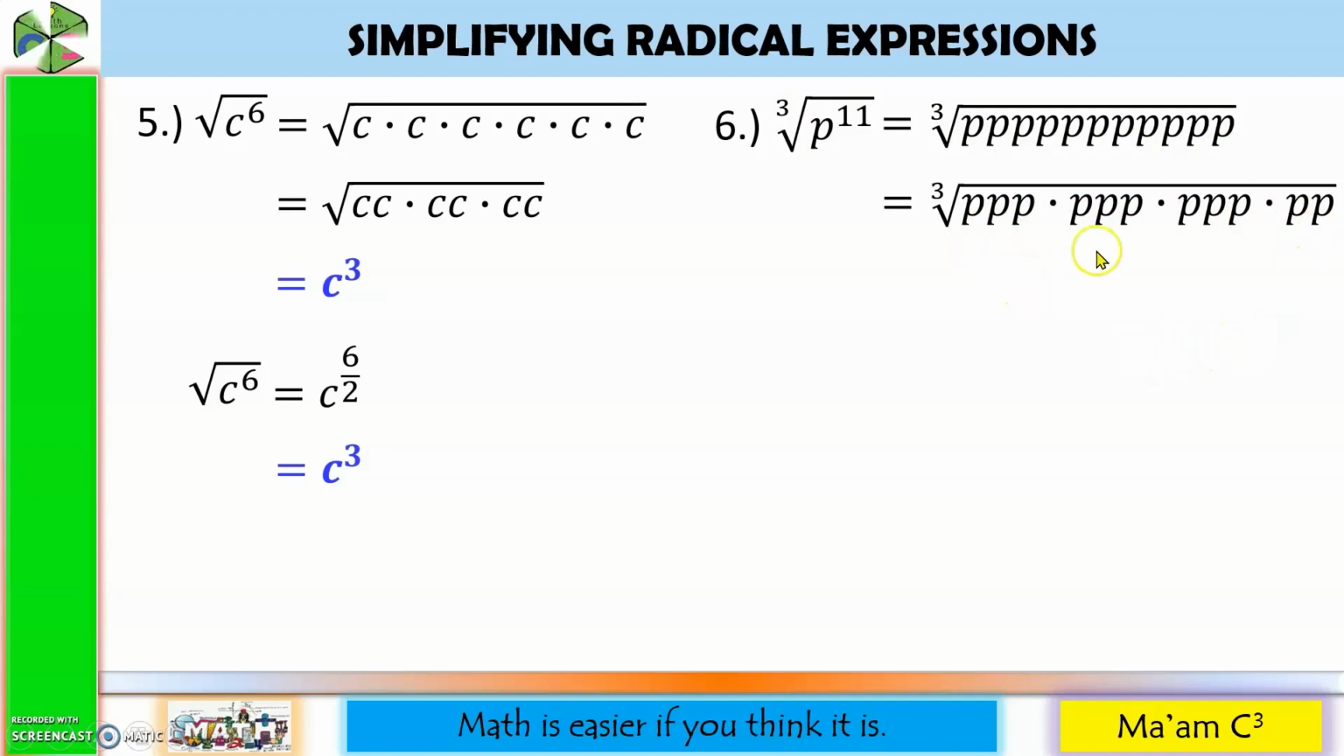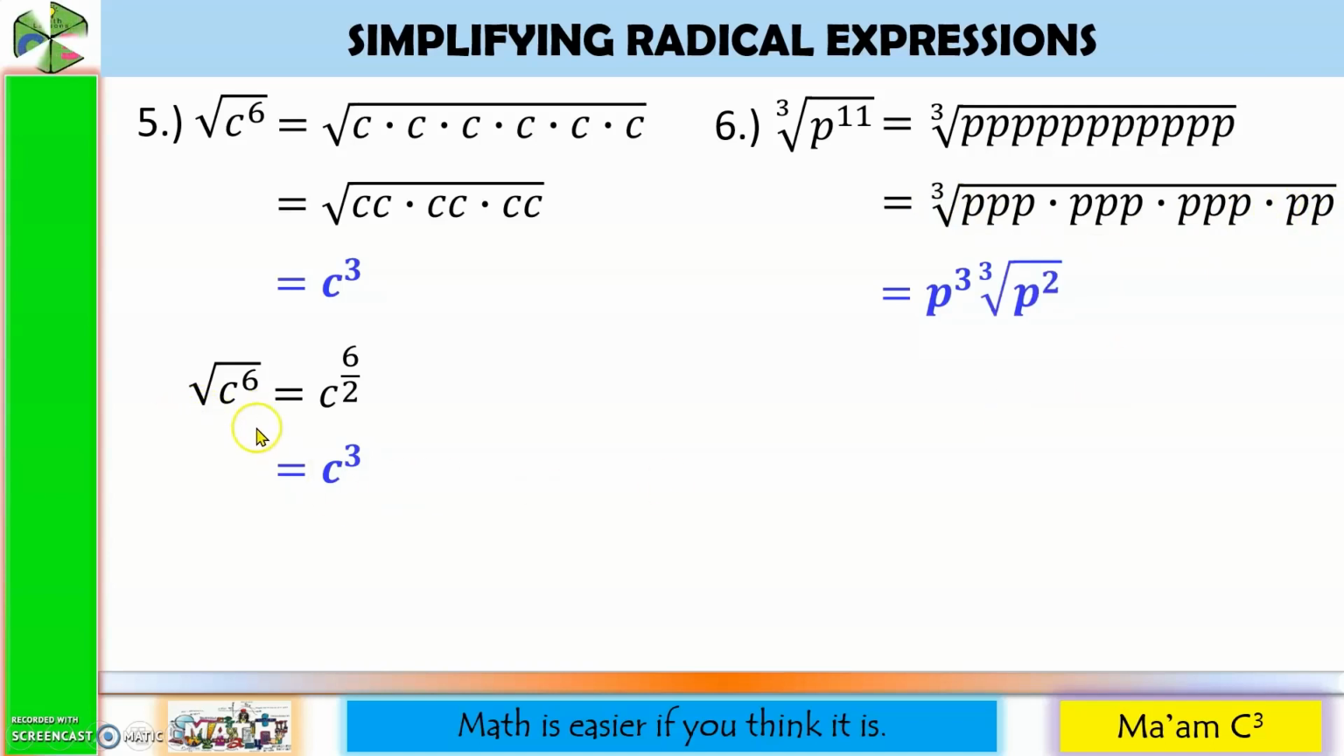How many groups did we form that have 3 p's? 1, 2, 3. So we have p cubed. Now what happens with the remaining p's here? How many? 1, 2. So we have p squared. We simply have to copy that. So we have the cube root of p squared.